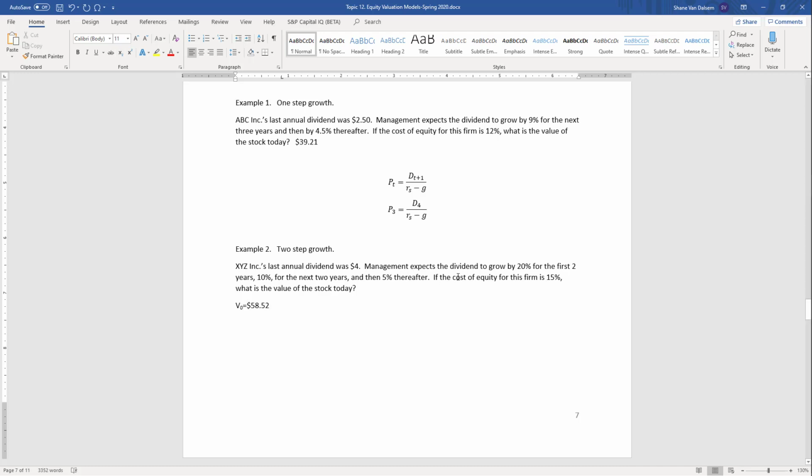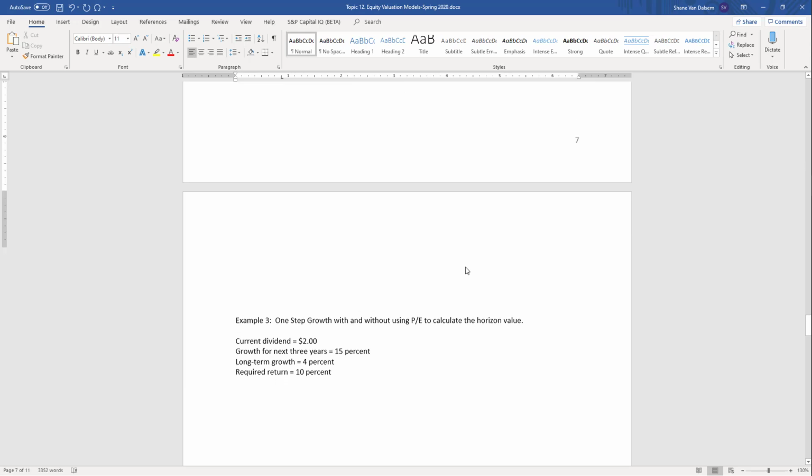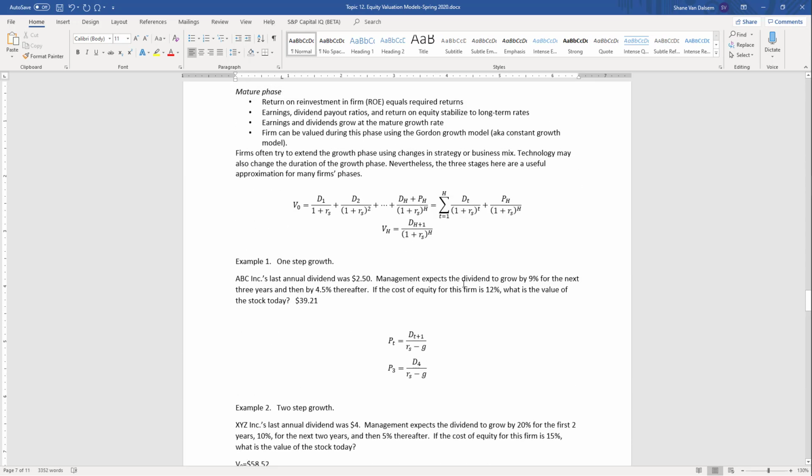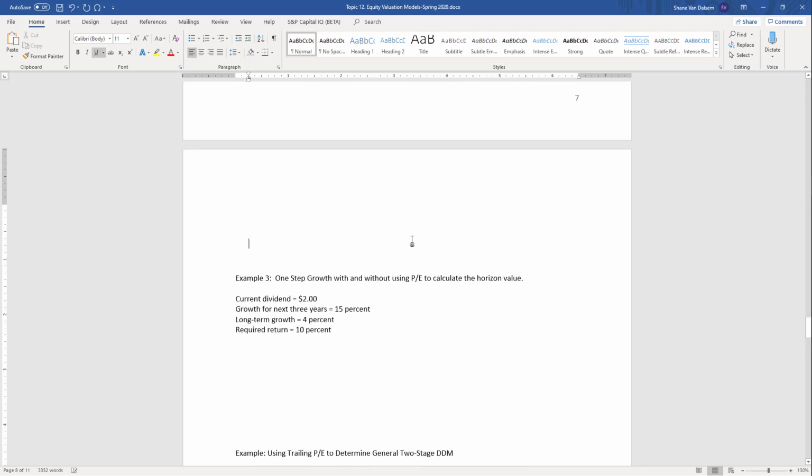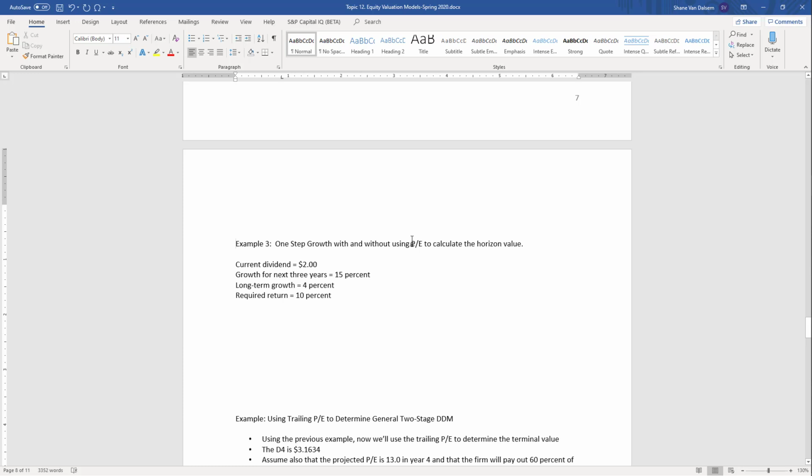All right. So here we just use the constant growth formula to find the horizon value. In our next example, we're going to use the price to earnings ratio to find the horizon value. So this is a little bit more complicated. In this case, our current dividend is $2. The growth for the next 3 years, oh, sorry, let me stop right there. What we're going to do first is use constant growth to find the value, and then we're going to use the PE ratio to find the horizon value.